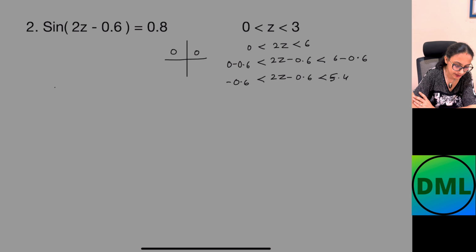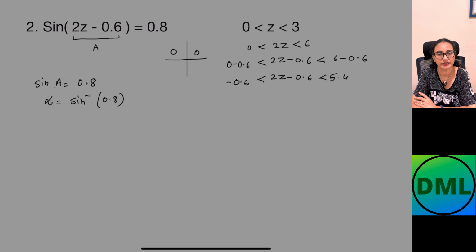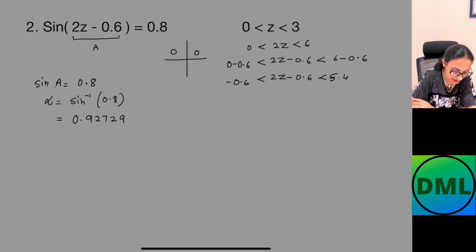Let's suppose that this complete value is A here. Sine A will be given by 0.8. I have to get my basic angle alpha here. Alpha will be given by sine inverse of 0.8. You have to change your calculator to radian mode and then start doing it. If you calculate the value of sine inverse of 0.8, the value will be 0.92729. You don't have to round off the answer here. You have to write down up till 4 or 5 digits. This is my basic angle alpha.